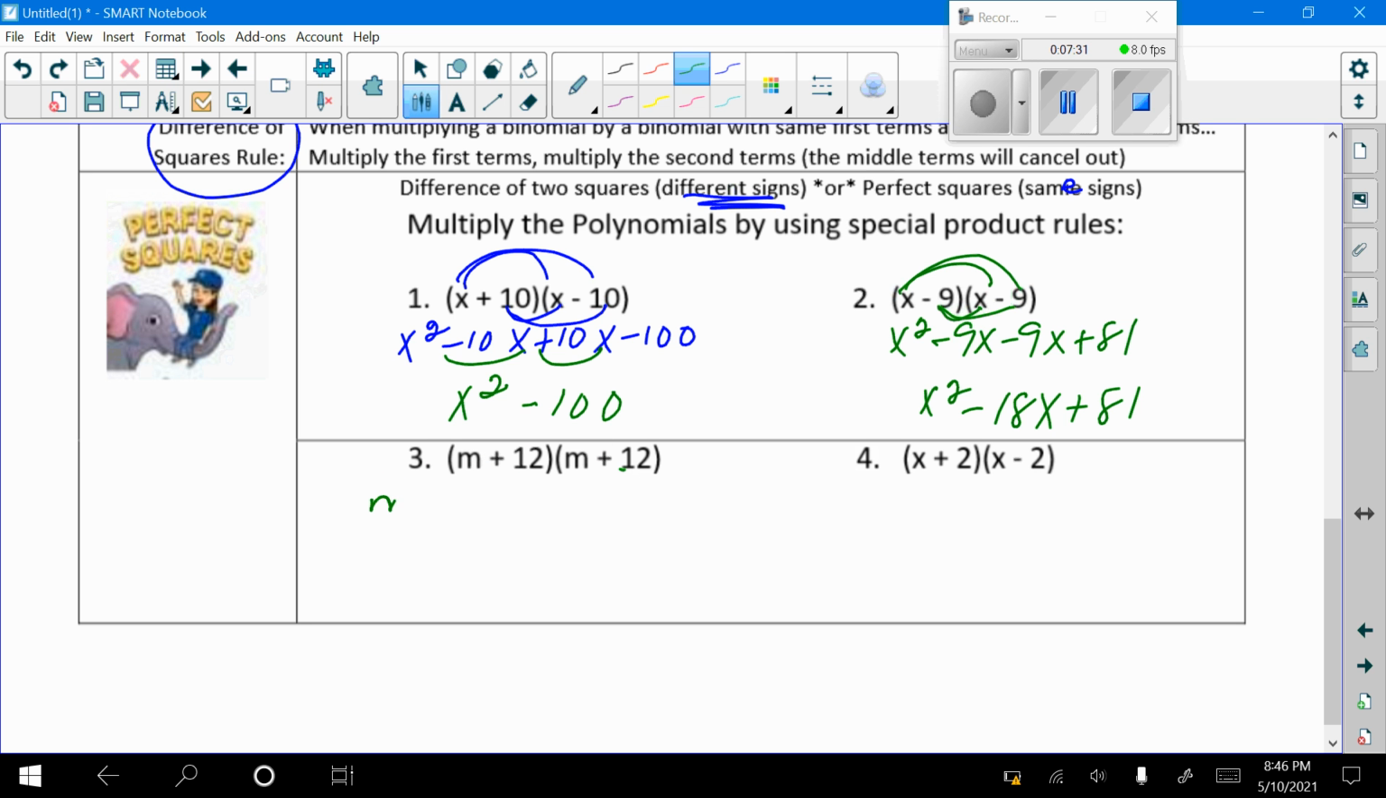So m times m is m squared. M times 12 is 12m. 12 times m is 12m. And 12 times 12 is 144. Combine like terms. M squared plus 24m plus 144.